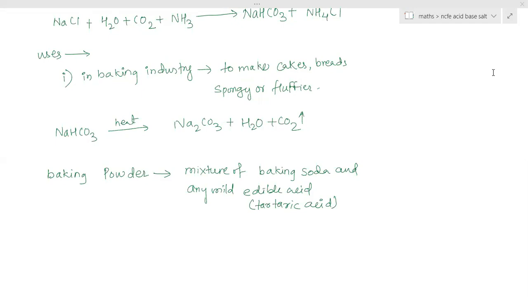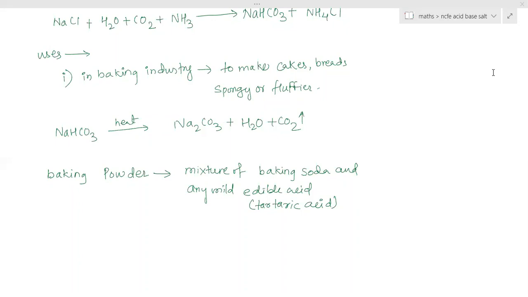Ma'am, so in the baking industry, they don't use only baking soda? Baking soda is used in small quantity, but baking powder is generally used. But it also makes the cake fluffier, ma'am, because it produces more carbon dioxide. Yes, and after that, when the acid combines with sodium carbonate, again carbon dioxide is produced. Some more carbon dioxide is produced, so it makes the cake more and more fluffy.